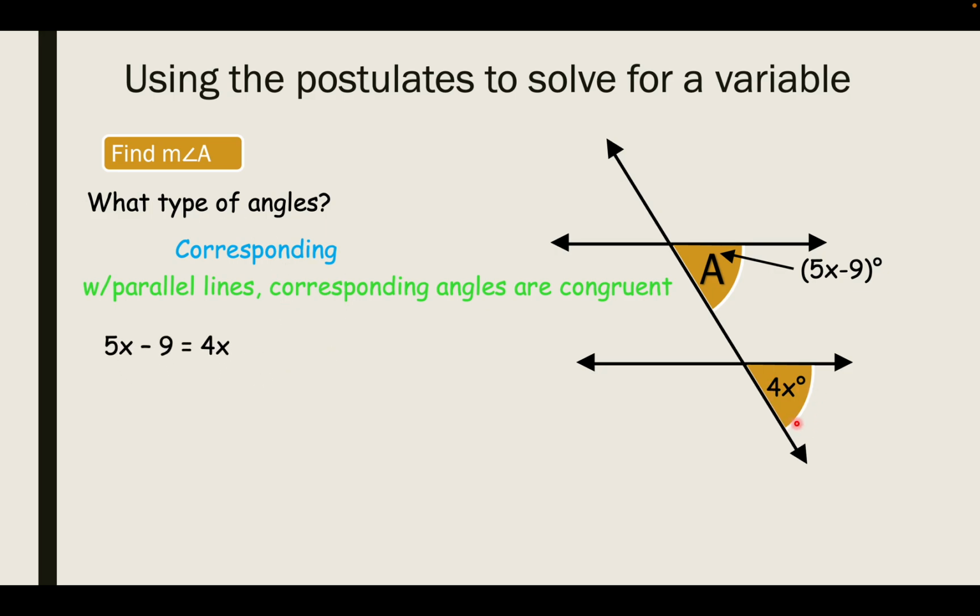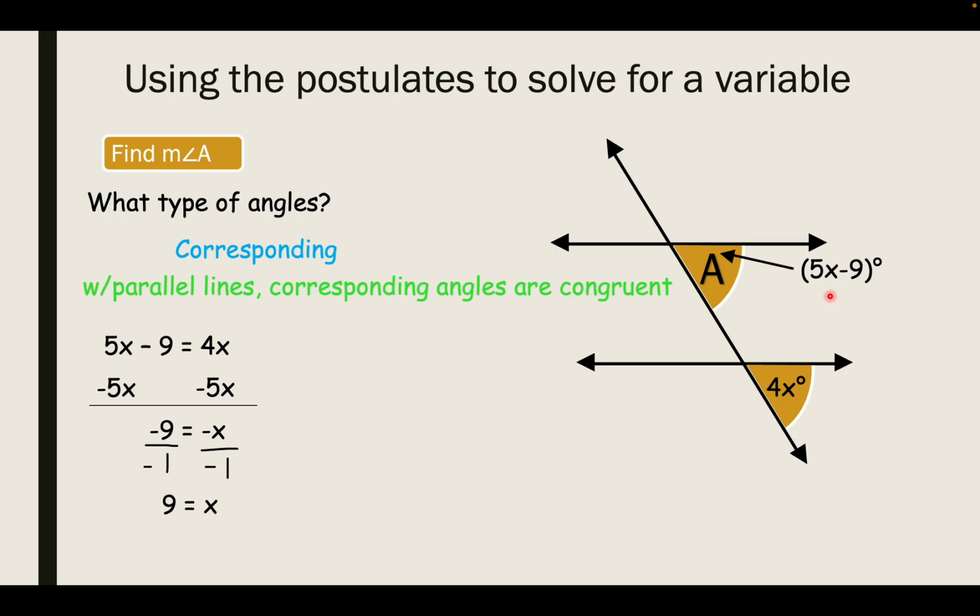So we could set up an equation that says 5x minus 9 equals 4x. And now we need to solve. So we need to get the x's on the same side. I'm going to move the 5x to the right side by subtracting 5x on both sides. That would leave me with negative 9 on the left side and negative x on the right side. And to get rid of the negative 1 in front of that x, I'm going to divide by negative 1 on both sides, leaving me with x equals 9.